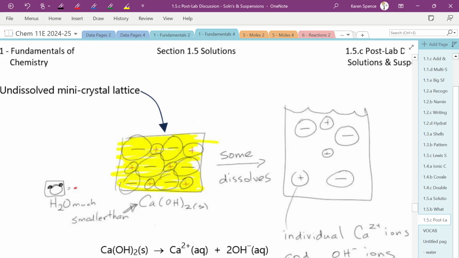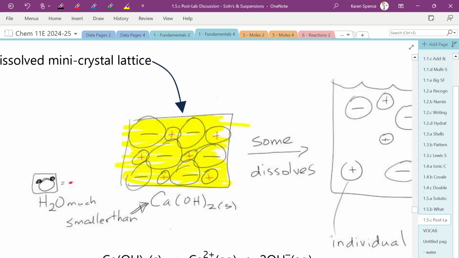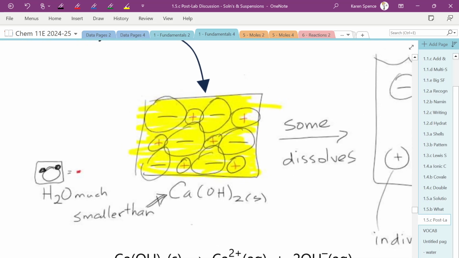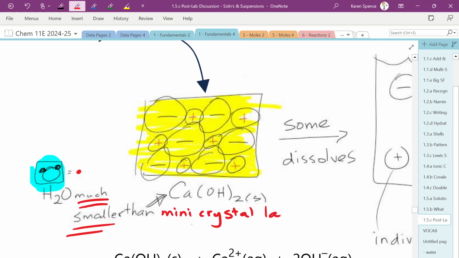All right, so now here's our little undissolved mini crystal lattice. And you can see its size. Now water, here's a little water molecule here. You can see that it is much smaller than the mini crystal lattice. That one little red dot represents a water molecule.